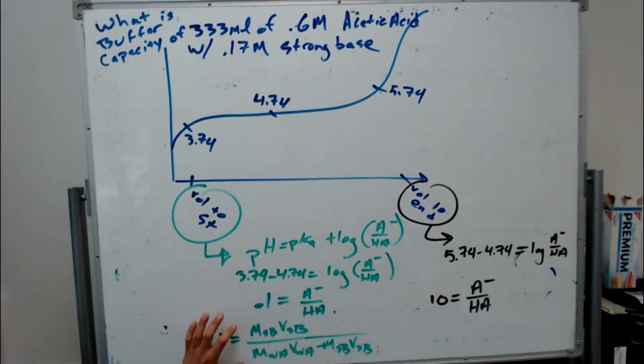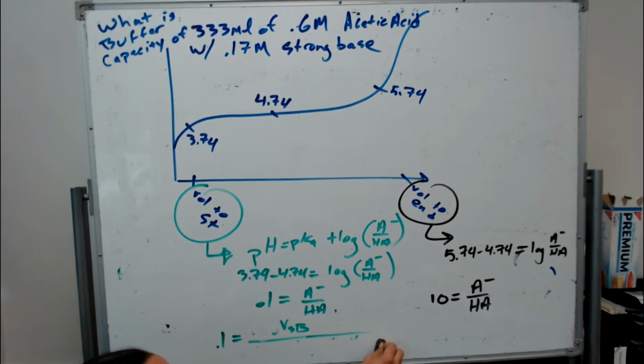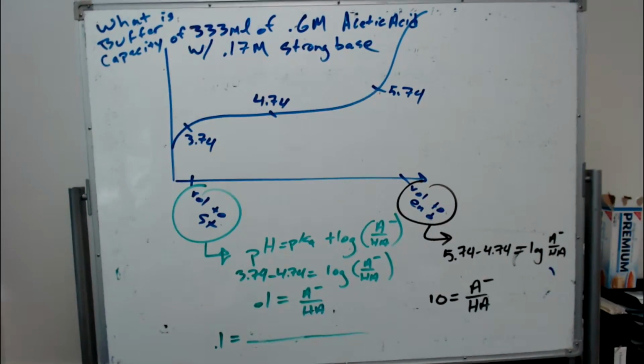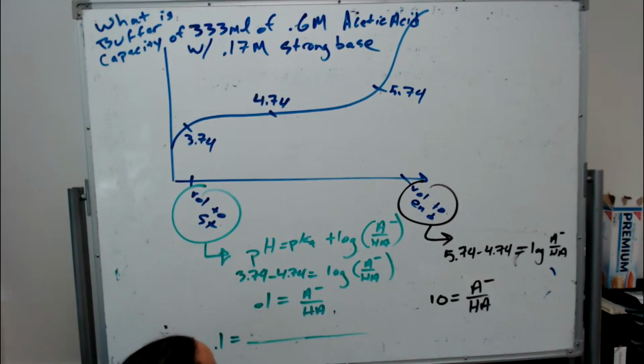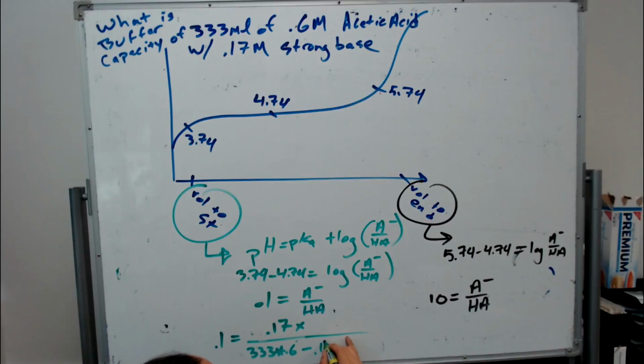And essentially, if you look at this bottom equation in green, which you can see on the screen, you can tell that we know everything except for the volume of strong base. We know the molarity of strong base, we know the molarity of weak acid, we know the volume of weak acid. So we can replace all of those things with numbers that we know. And I'm even going to replace the volume of strong base with just an X because that looks easier on the eyes. So I'm going to have 0.17x divided by 333 times 0.6 minus 0.17x.